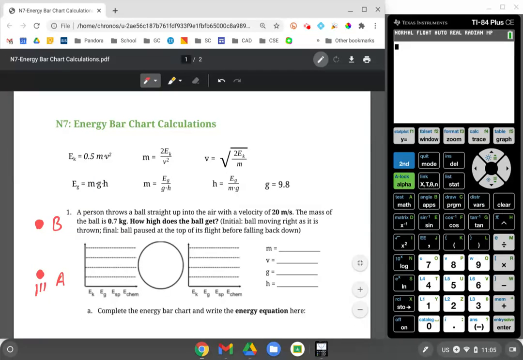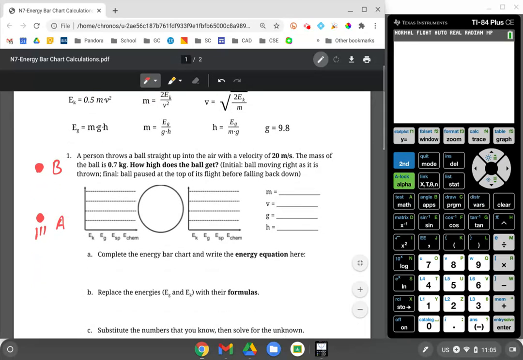So for this first problem, it says that a person throws a ball straight up into the air with a velocity of 20 meters per second. The mass of the ball is 0.7 kilograms. How high does the ball get? And so then it tells us that initially the ball is moving. So that's what this picture down here, picture A, is. And then picture B is when the ball is at the top of its flight. And so it's not moving anymore, but it is higher up in the air.